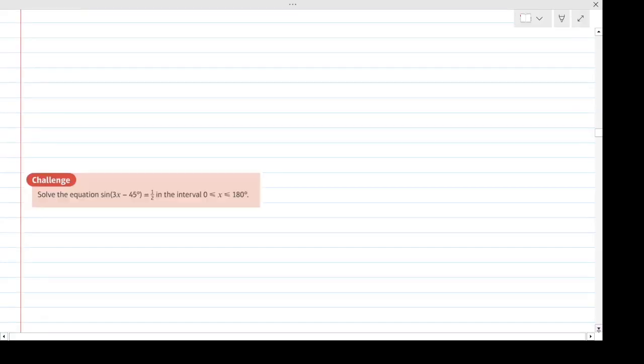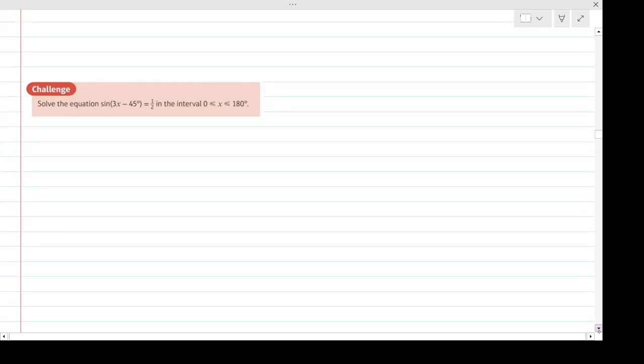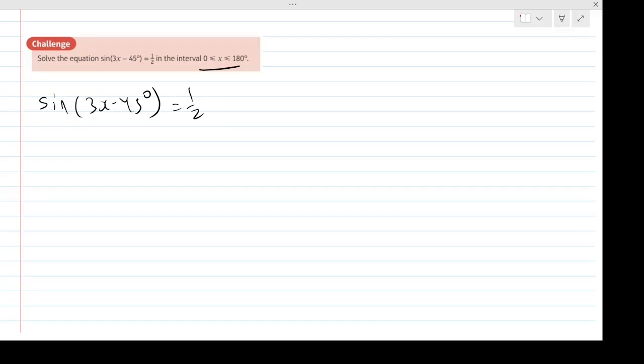Right, let's have a look at this challenge question, which I don't think is too bad for a challenge question. We are asked to solve the equation sine of 3x minus 45 degrees equals a half in the interval 0 to 180. Because our input is a bit different, we have 3x minus 45 instead of just x, we need to adjust for that. So instead of x, we need 3x minus 45.